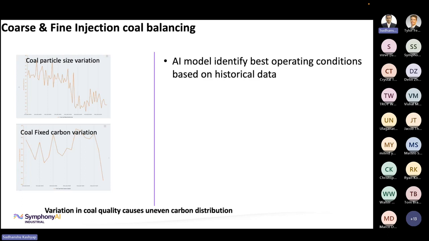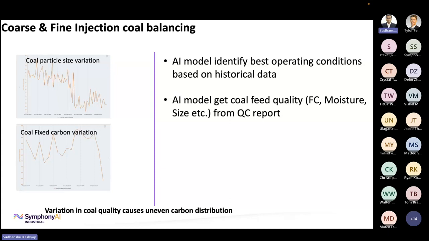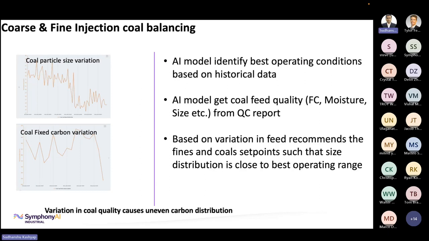So how is it being done? The AI model identifies the best operating condition based on the historical data. So it identifies when the whole operation was running good, and on that basis, it gets the information from the lab, what is the fixed carbon, moisture, size. And then based on variation in feed, it recommends the fines and coal set points such that size distribution is close to the best operating range.